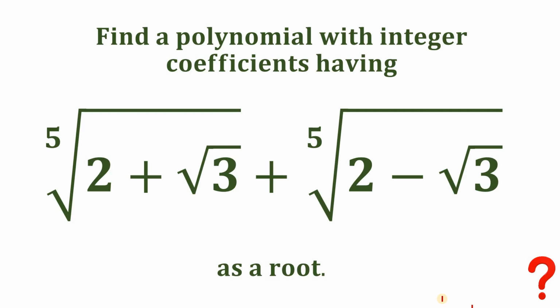Can you solve this Math Olympiad challenge? Here's the question. Find a polynomial with integer coefficients having fifth root of 2 plus square root of 3 plus fifth root of 2 minus square root of 3 as a root.